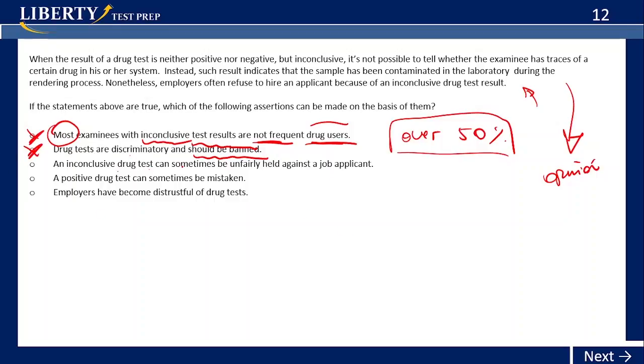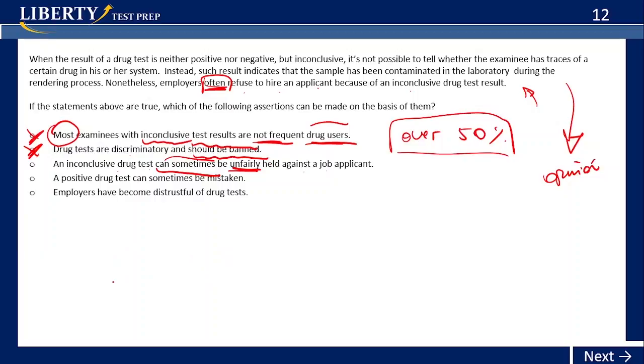So let us see. An inconclusive drug test can sometimes be unfairly held against a job applicant. Unfair is basically when they make any decision that is not based on evidence and that doesn't really treat you according to reality. Okay, does that happen here? Yes. And here you also have can sometimes, because they say employers often, which is sometimes, refuse to hire an applicant because of an inconclusive drug test result.